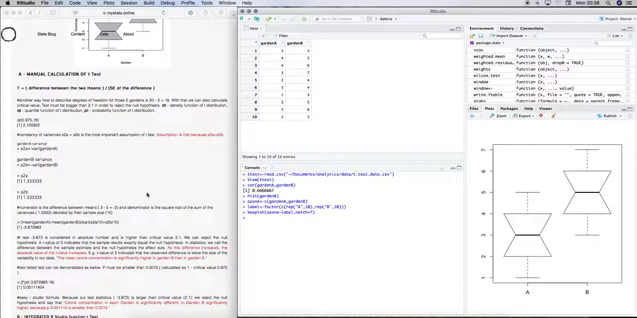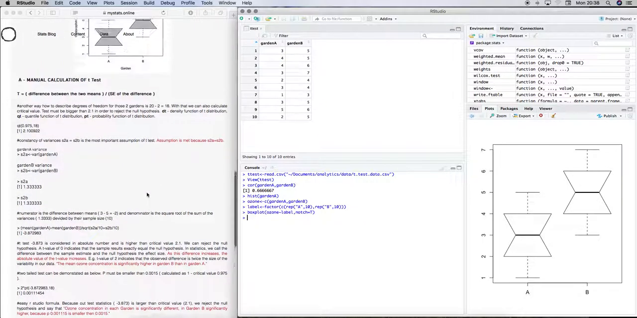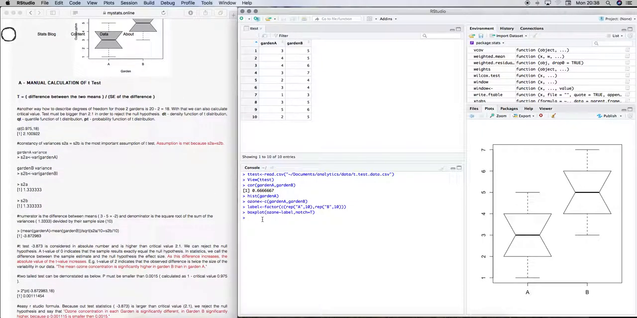We could perform the t-test either manually or by the built-in RStudio function. Let's first calculate the qt, which stands for quantile function, which gives the critical value. Let's calculate our critical value at the level of 0.975, which is quite good preciseness. And let's use 18 degrees of freedom because we have 9 degrees of freedom per each garden, calculated as 10 observations per garden minus 1, multiplied by 2, and the critical value is 2.1.